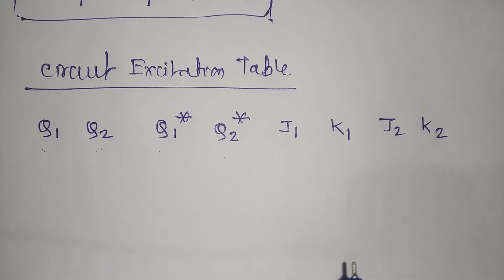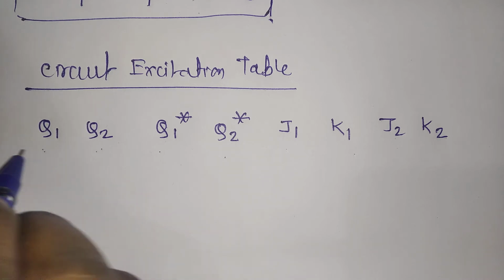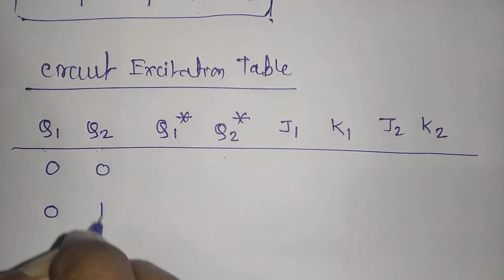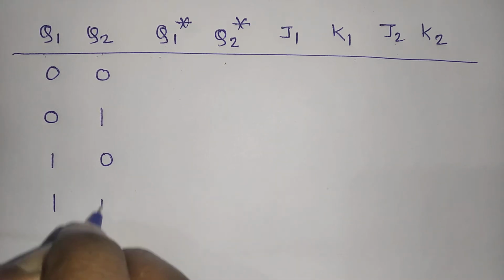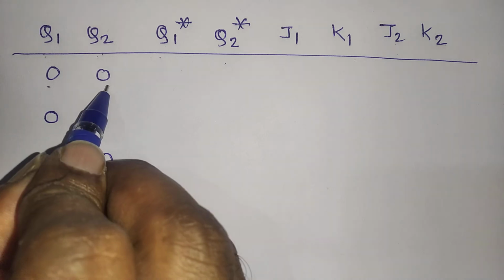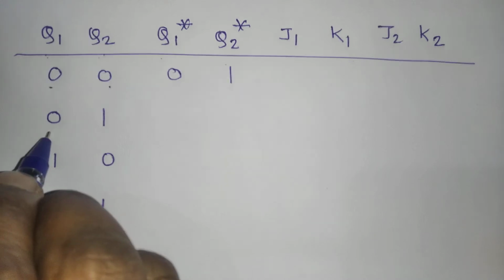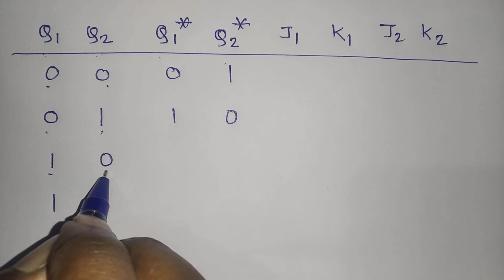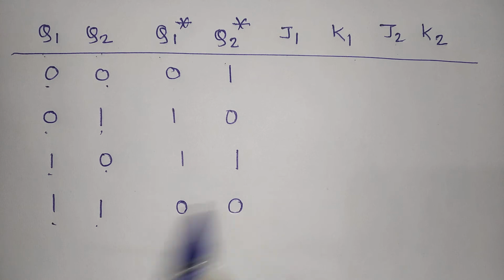So as we have two variables, there are four possible combinations: 0 0, 0 1, 1 0 and 1 1. Present state is 0 0, next state would be 0 1; present state is 0 1, next state would be 1 0; present state is 1 0, next state would be 1 1; present state is 1 1, next state would be 0 0.